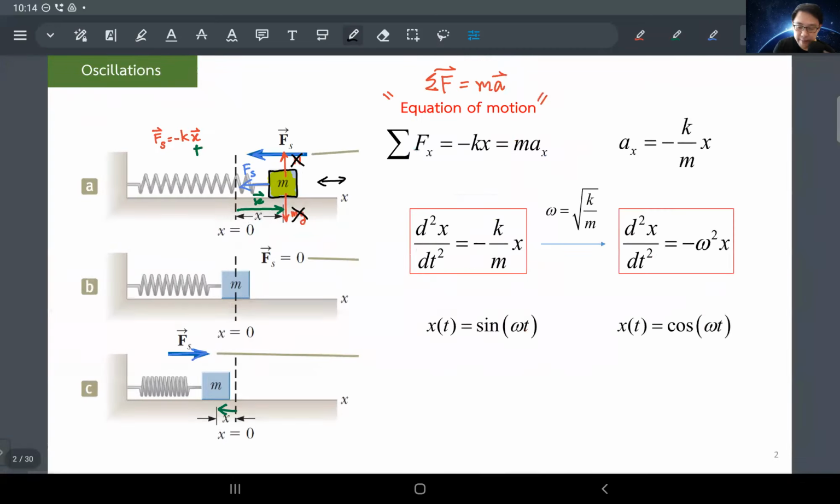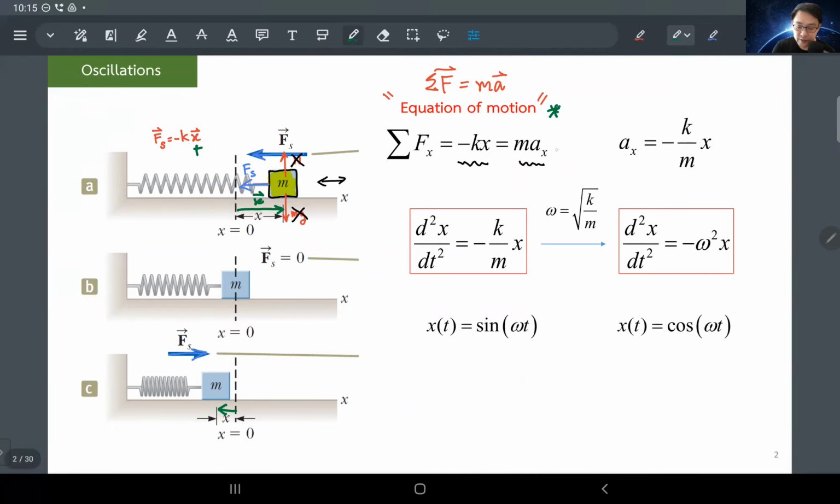From sigma F equals ma, the force is negative kx because it's pointing to the left, and just equate that to m times the acceleration of the mass. You guys good with this? Maybe I spent too much time describing this, but I hope you get the point of applying Newton's second law and getting to the equation of motion.